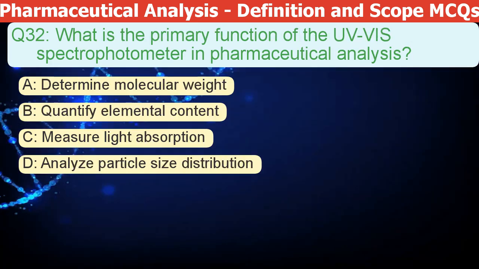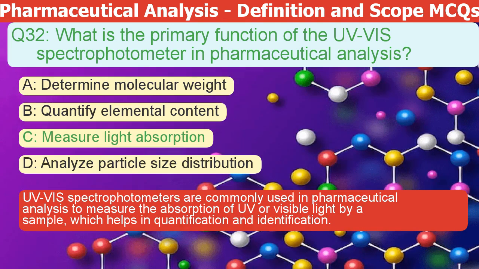What is the primary function of the UV-Vis spectrophotometer in pharmaceutical analysis? A. Determine molecular weight. B. Quantify elemental content. C. Measure light absorption. D. Analyze particle size distribution. The correct answer is C. UV spectrophotometers are commonly used in pharmaceutical analysis to measure the absorption of UV or visible light by a sample. This helps in quantification and identification.